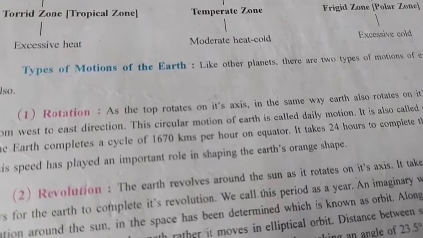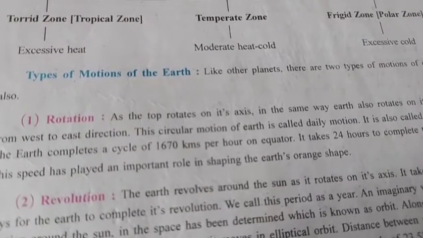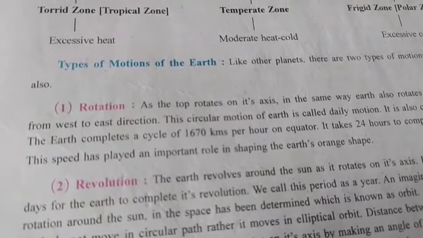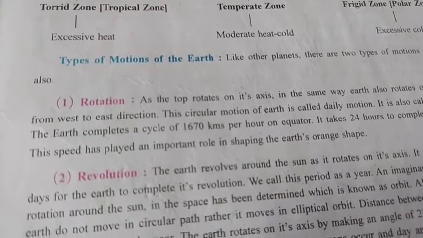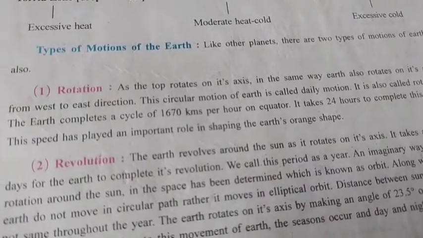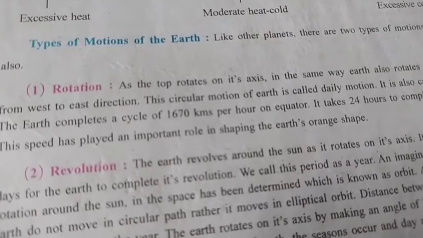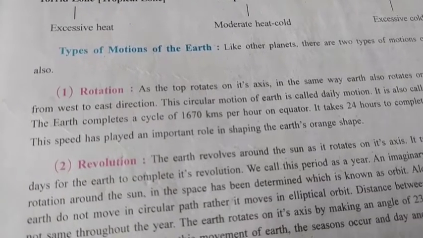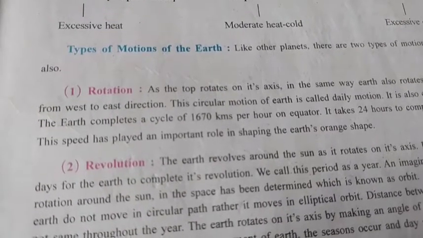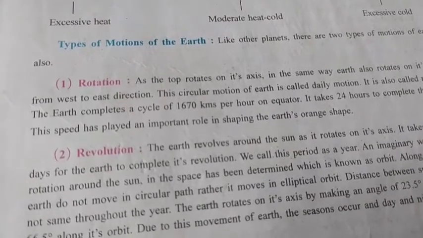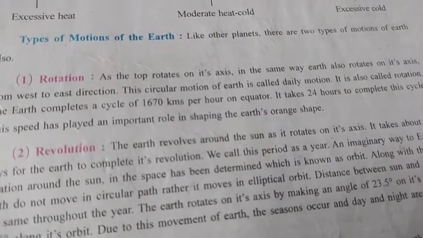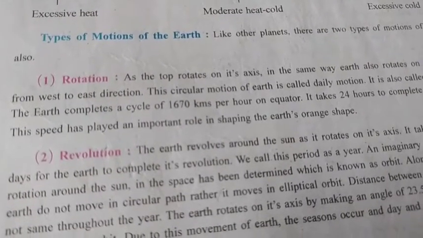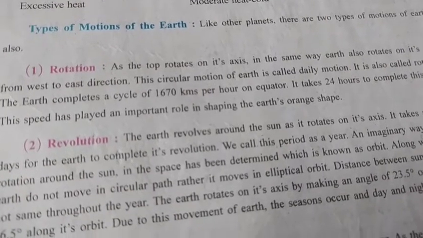Okay, so first is rotation. As the top rotates on its axis, in the same way earth also rotates on its axis from west to east direction. This circular motion of earth is called daily motion. So what is the meaning of daily motion? It is also called rotation. The earth completes a cycle at 1670 km per hour on equator. So remember that it takes 24 hours to complete this cycle. This speed has played an important role in shaping the earth's orange shape.